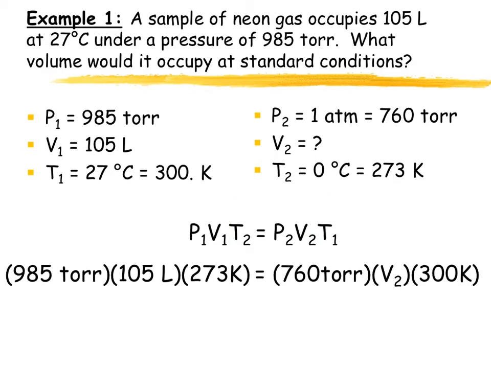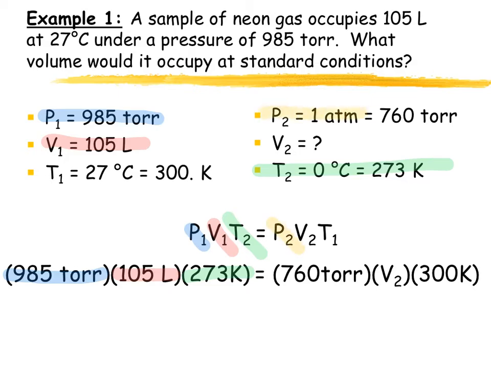Next, I want to start plugging in my variables. First, I have P1, so I have identified P1 as 985 torr. That'll be the first thing that I copy down. Then I have V1, which I identified as 105 liters, so I put that in next. Careful with the temperature. This is T2, which was my standard temperature of 273 Kelvin. So I have those three variables on the left. Now for the right side.